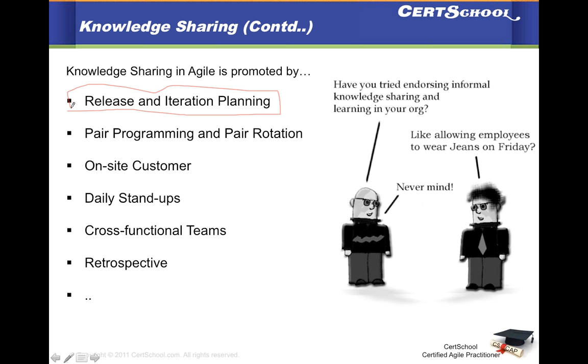Okay, same thing goes for coordination. Difference between coordination and collaboration. Okay, what else do we have in Agile? We have pair programming and pair rotation. We talked about this in the XP session.